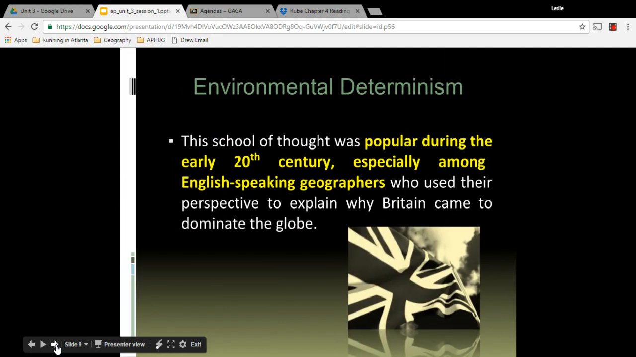And this school of thought was popular during the early 20th century, so the early 1900s, especially among English-speaking geographers who used their perspective to explain why Britain came to dominate the globe. So in the early 20th century, the sun never set on the British Empire. They still controlled colonies all over the world, including India. And the saying was that the sun never set on the British Empire.